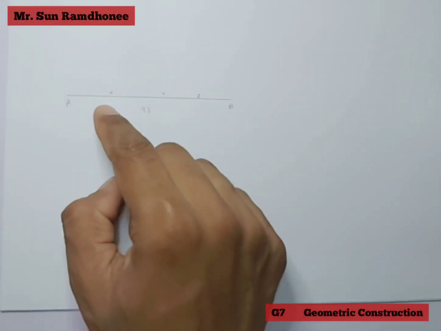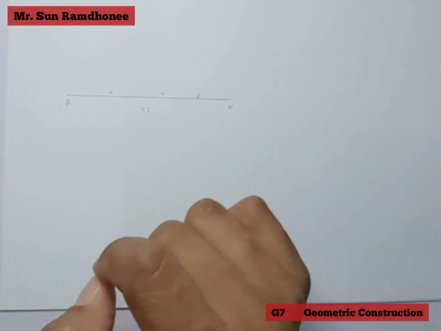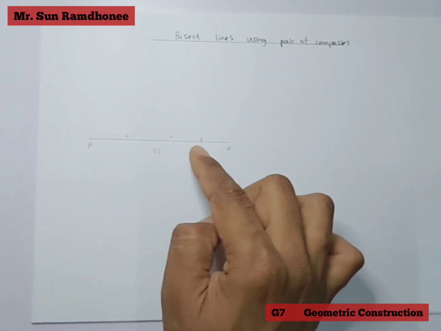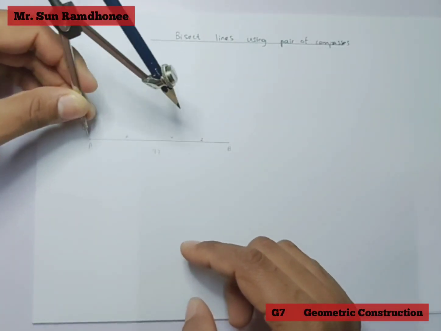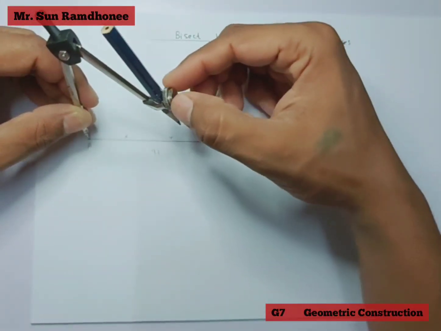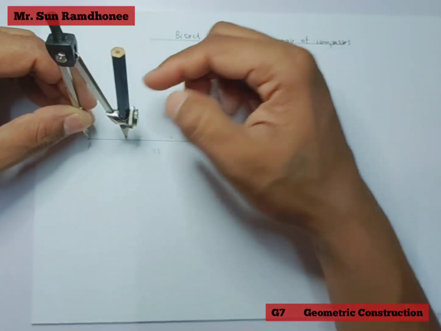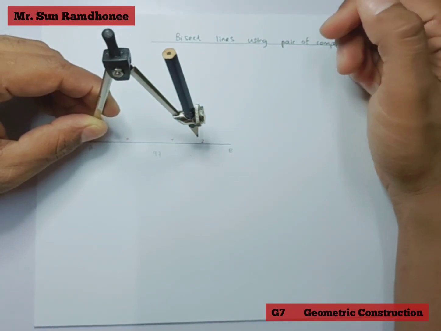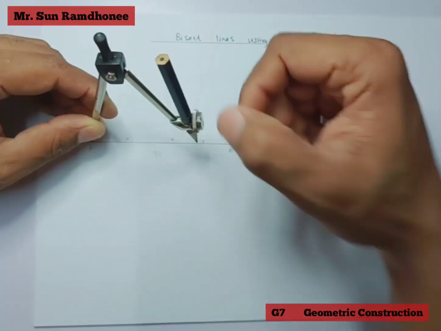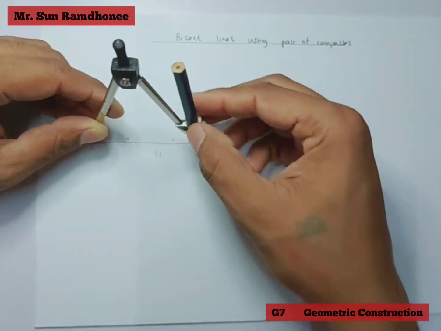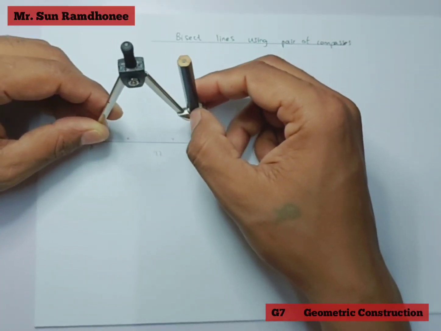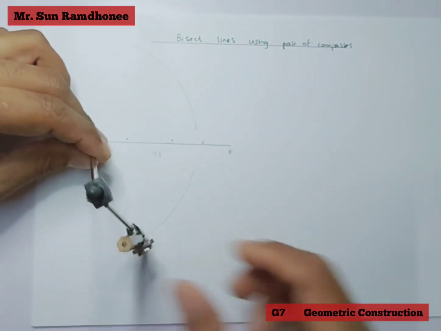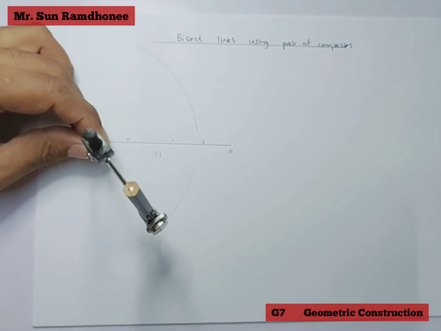So I have written X, Y, and Z on this line. I need to open my compass more than half of this line when I put my compass at A. Which distance should I be using? X, Y, or Z? Obviously it is going to be this one because it is more than half. So I draw an arc. This is called an arc here, like this. And then the same arc is going downwards.